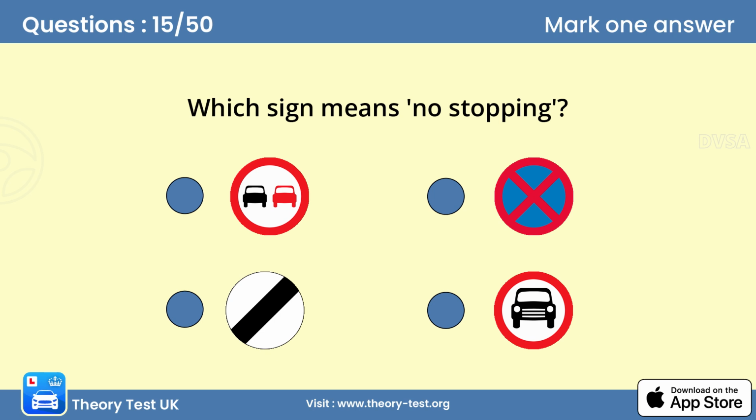Question 15. Which sign means no stopping? B. Stopping where this clearway restriction applies is likely to cause congestion. Allow the traffic to flow by obeying the signs.